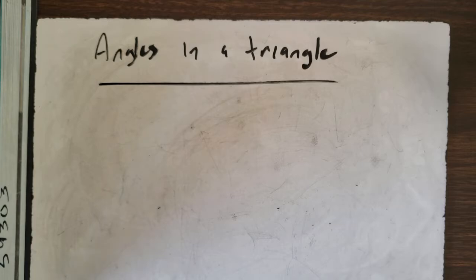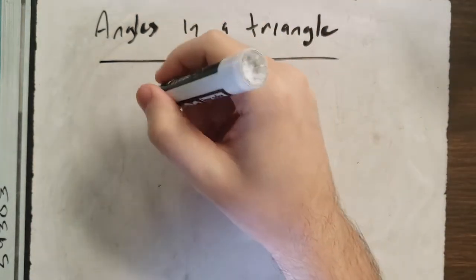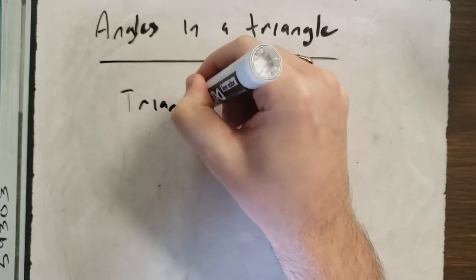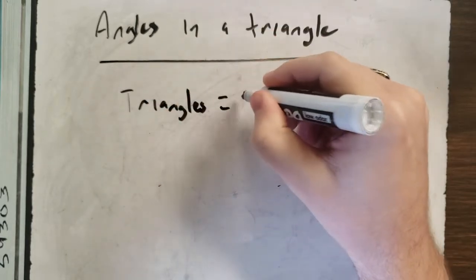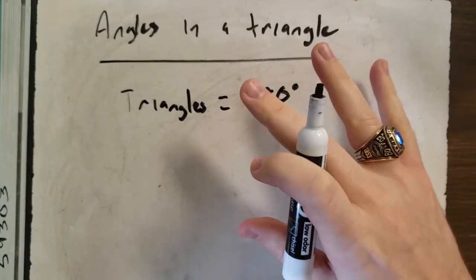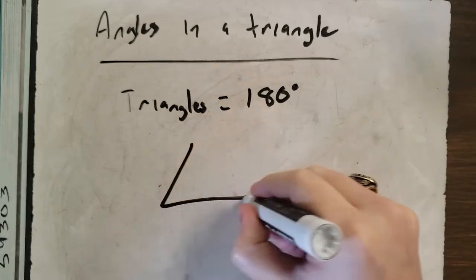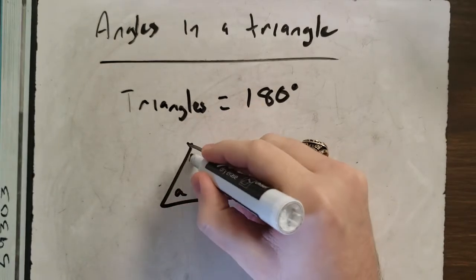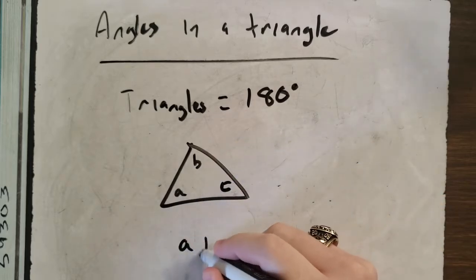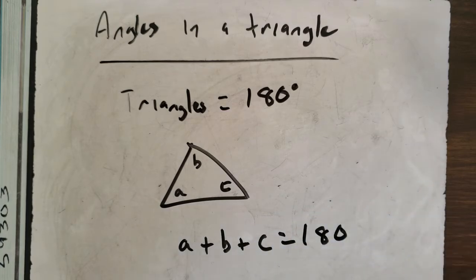Okay, the first rule you have to know is that the three angles in a triangle equal 180 degrees. So there's three angles, obviously, and all three angles add up to 180. So for example, A, B, and C. If you add all three angles together, they have to equal 180.